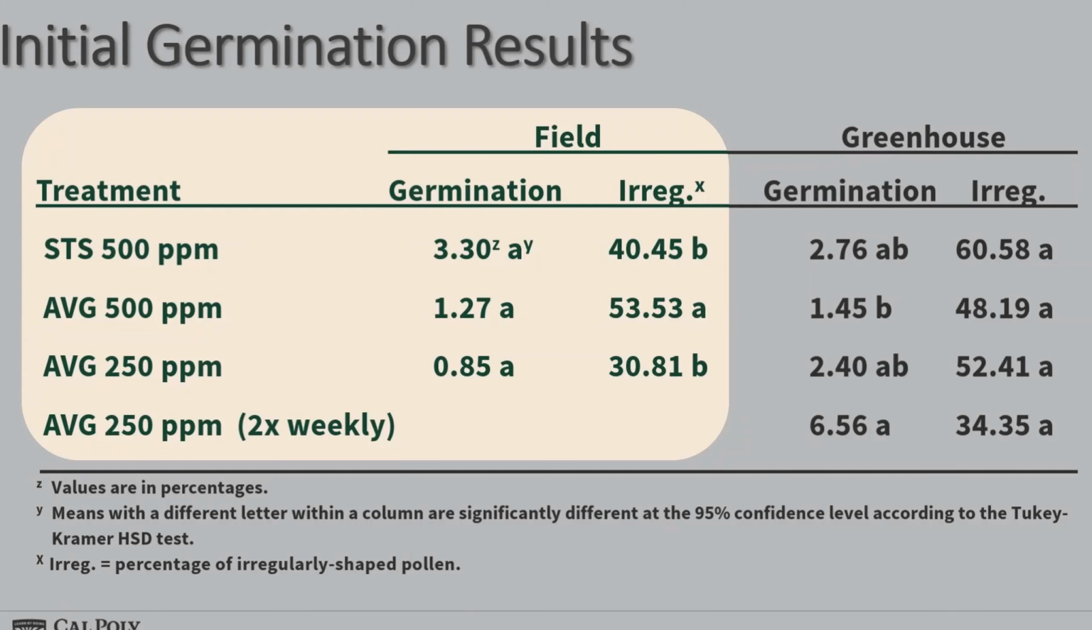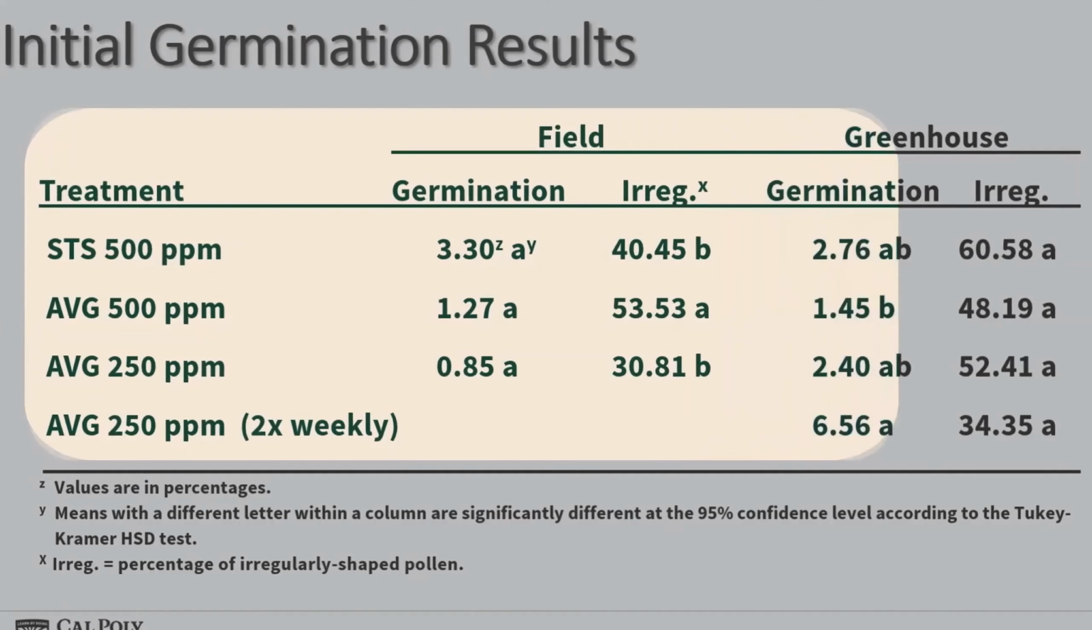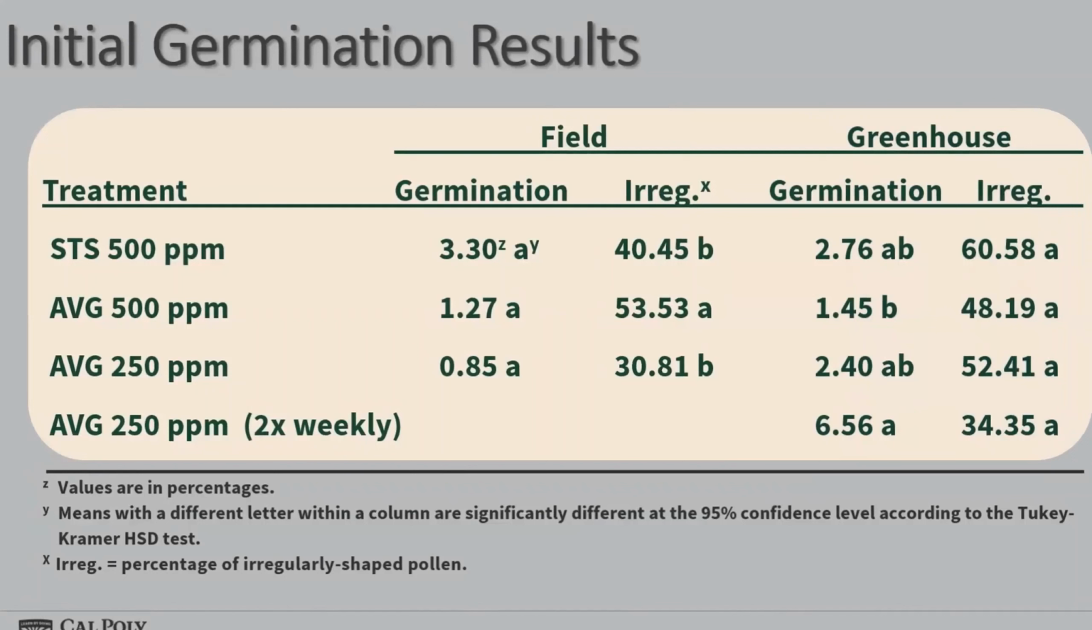So now let's look at the greenhouse trial. AVG sprayed at a half rate for 2 sprays a week tended to have pollen with the highest germination rates, but this treatment group was not significantly different from STS at a full rate and AVG at a half rate, both sprayed once a week. AVG at 500 parts per million sprayed once a week tended to have pollen with the lowest germination rates, but wasn't statistically different from STS at a full rate and AVG at a half rate.